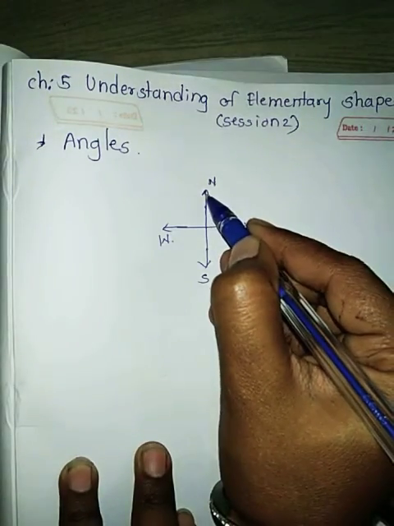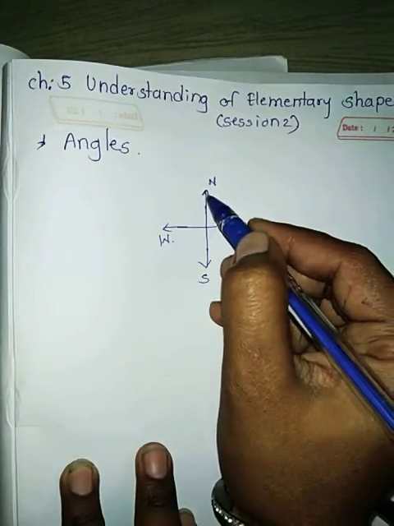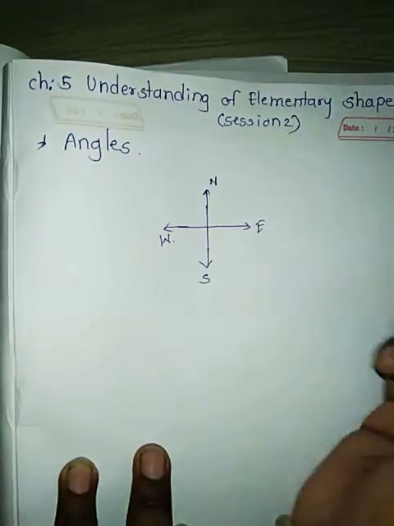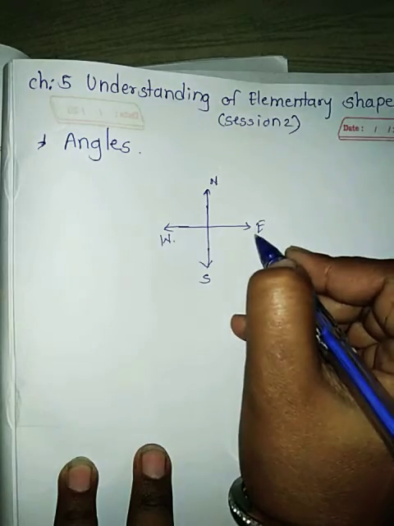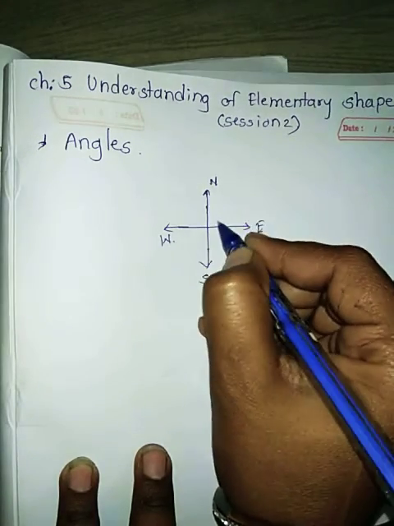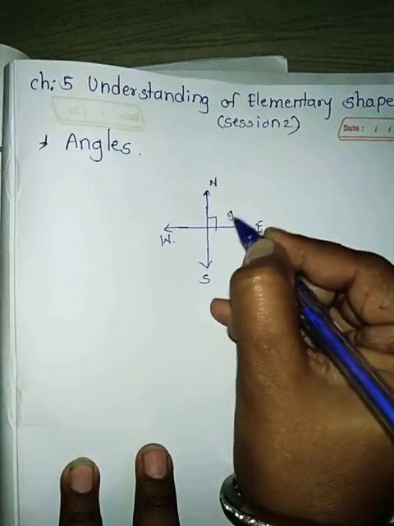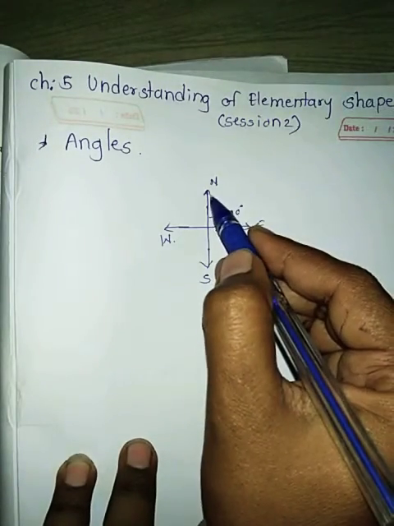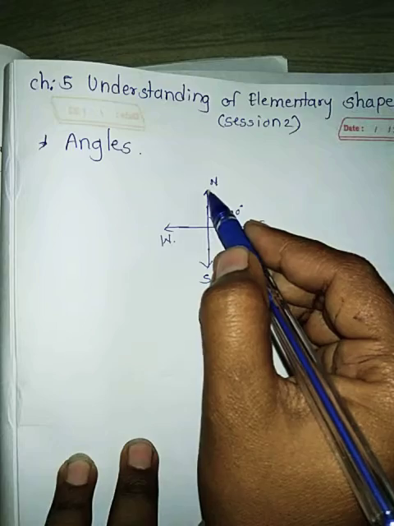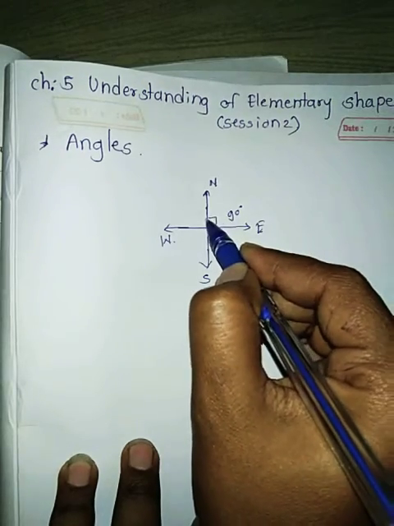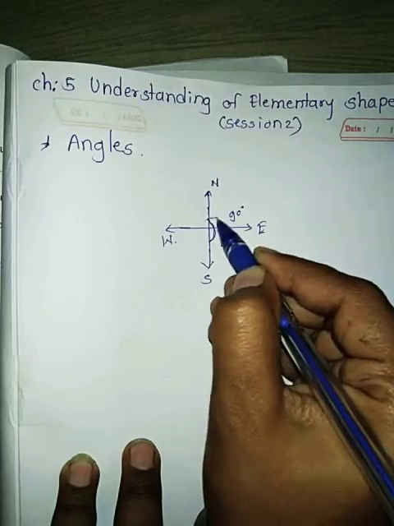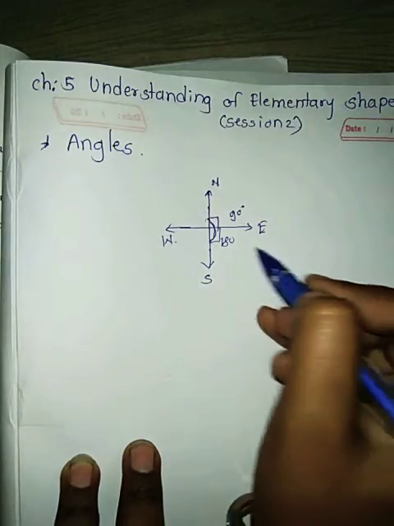Now if we are on the north side, facing the north direction like this, then if I turn to the east direction, I have to turn 90 degrees. If I want to turn my face to the south direction, then I have to turn 180 degrees. This 90 plus this 90, total 180 degrees.